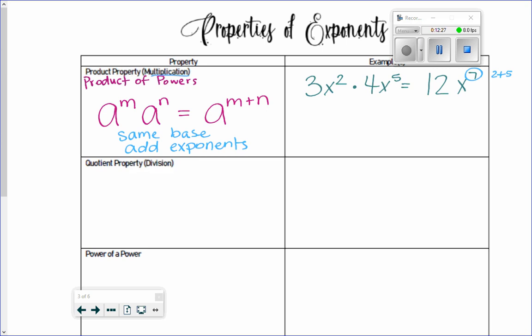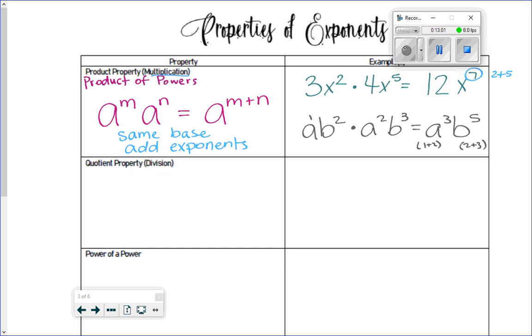All right, another example. ab squared times a squared b cubed equals. What would the exponent with our a be? 3, because if there's not an exponent, it's an understood 1. And what would the exponent for b be? 5. Good, because that's the 1 plus 2, and this was 2 plus 3.